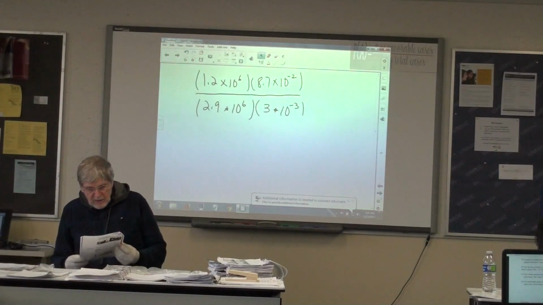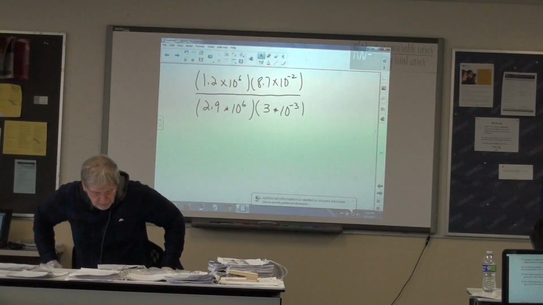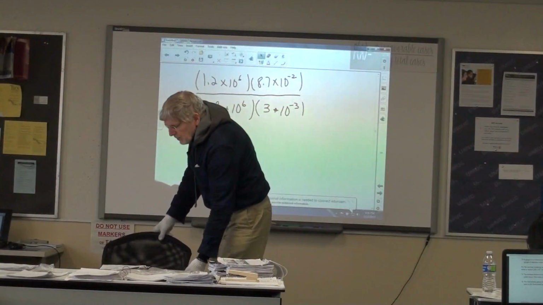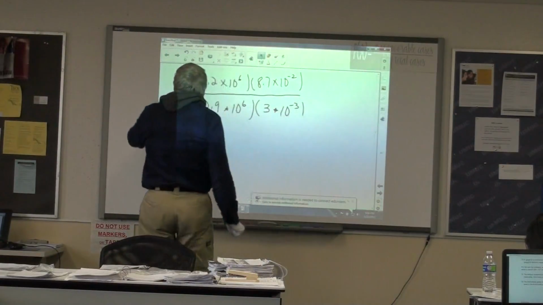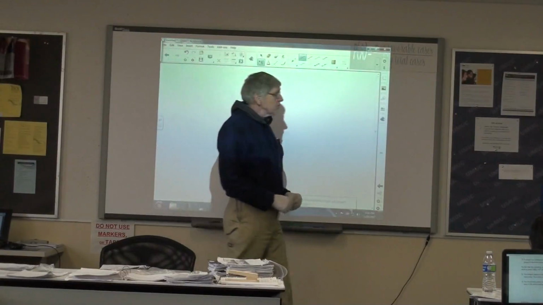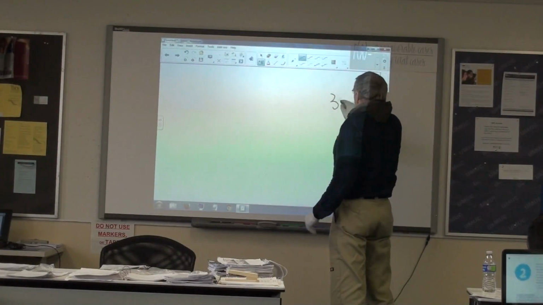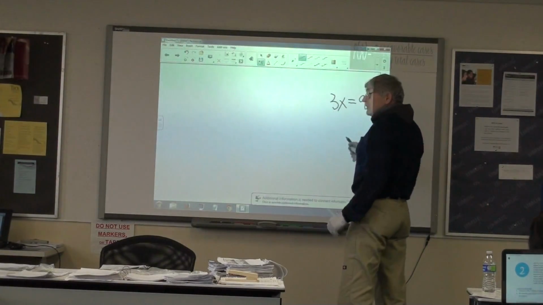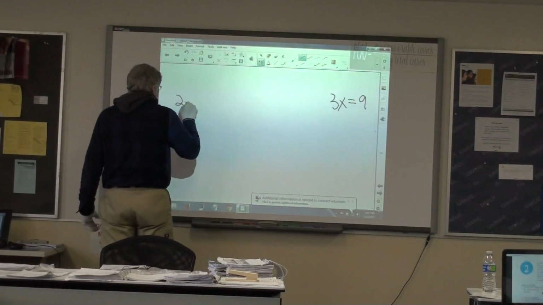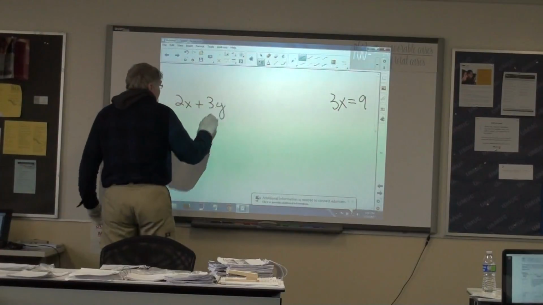Okay? So, we're through now with our exposition of what models are. So I'm going to go into some of the content for this chapter 2. I'm going to write 2 items on the board. 3x equals 9. Notice our first algebraic equation. And this one, 2x plus 3y.